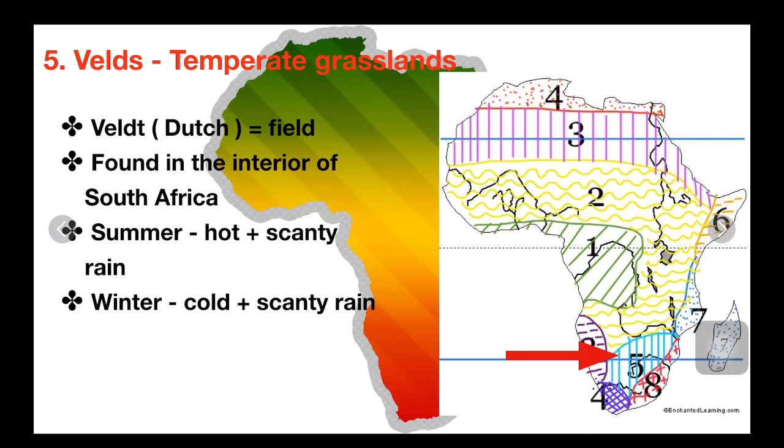Next region is veld, means the temperate grasslands of Africa are known as velds. The term veld is derived from the Dutch origin, which means the field, right? Now these veld grasslands are found in the interior part of South Africa. This region experiences hot summer with very scanty rainfall, but winters are cold, and they also bring rainfall during the winter season.